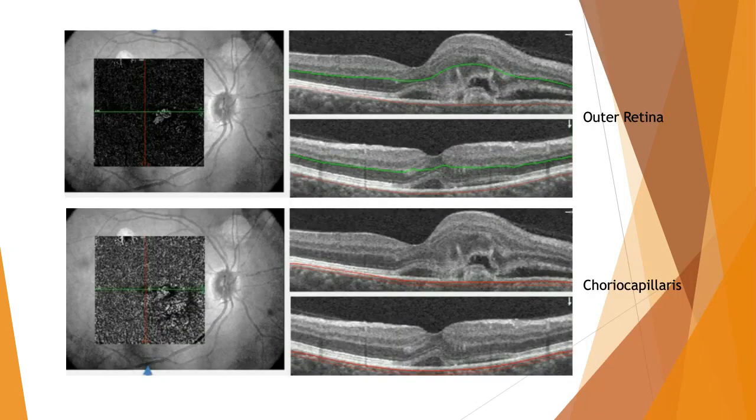I mentioned before that the calipers are extremely important. This shows you that on the outer retinal slab, the green caliper is the anterior boundary of that slab, and the red caliper is the outer boundary of that slab. And then you can see on the choriocapillaris slab that both the red boundaries are right at the choriocapillaris. It's important that you're encompassing the entire lesion. You don't want to have segmentation that's cutting through the lesion because you'll miss part of the lesion. And we'll talk about that further on in the webinar.